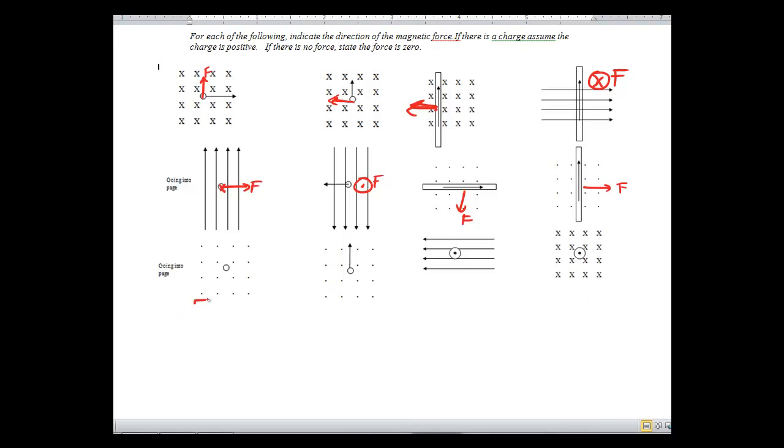Parallel, so we have force equals 0. Here we have our particle moving up, field out of the page, has a force to the right. Here we have the current coming out of the page, field to the left, so the force is down. And then again, the force is equal to 0 because these things are parallel, or anti-parallel, but they're in the same direction. There's no perpendicular component at all.